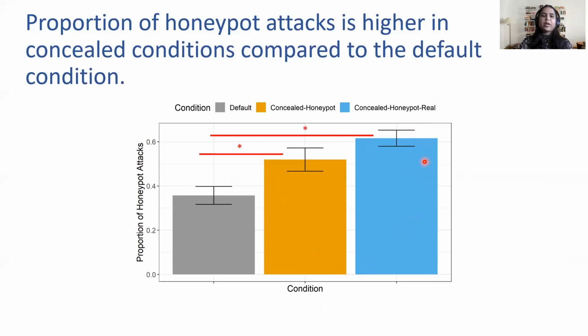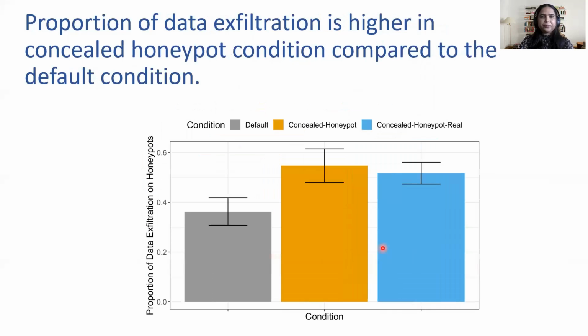So we are able to get more honeypot attacks by feature manipulation. However, we did not observe any difference between these two conditions, the one-sided and two-sided deception conditions.